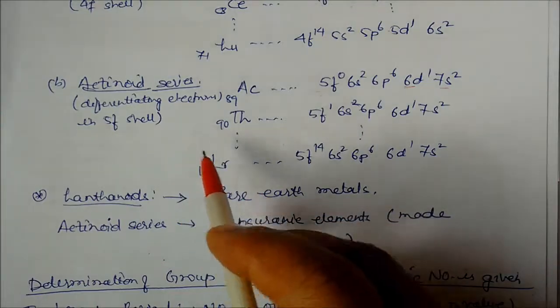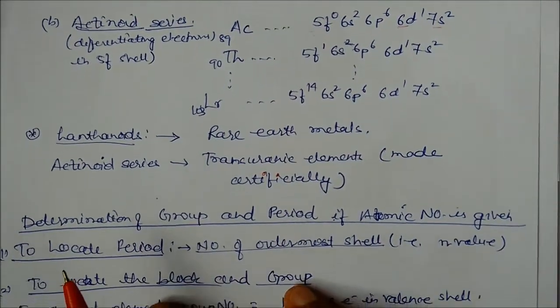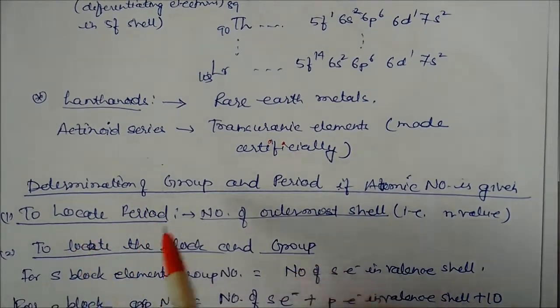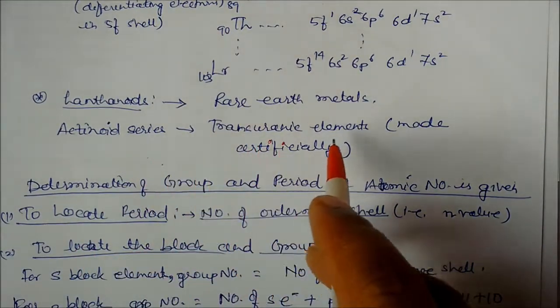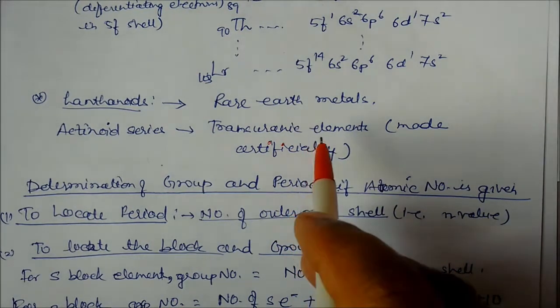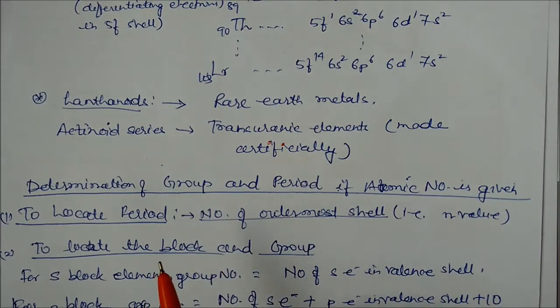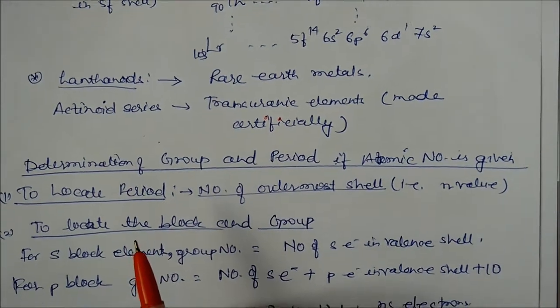Actinides also consist of 14 elements, and lanthanides also consist of 14 elements. Lanthanides are called rare earth metals. Actinides are called transuranic elements, meaning these elements are prepared mostly after uranium, so they are called transuranic, meaning artificially prepared elements.